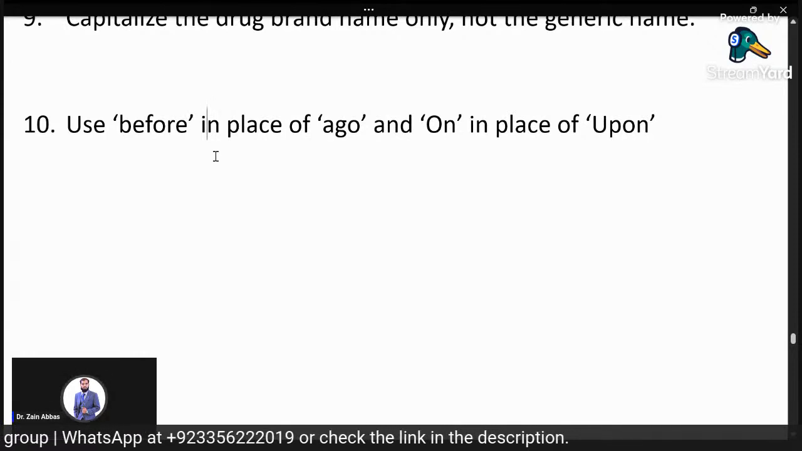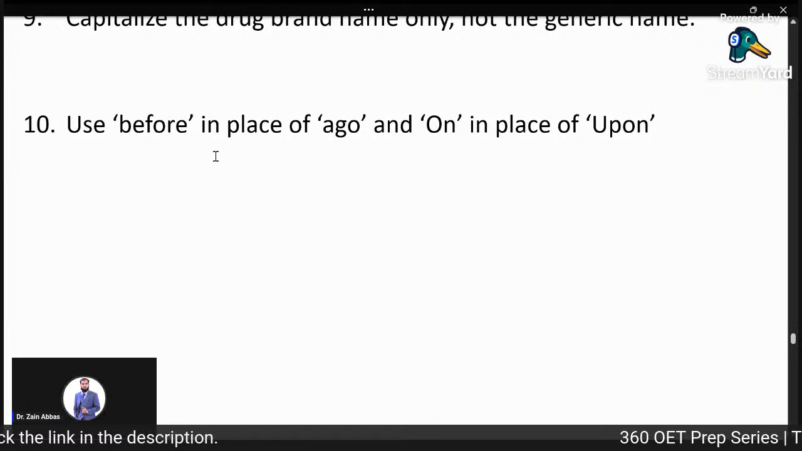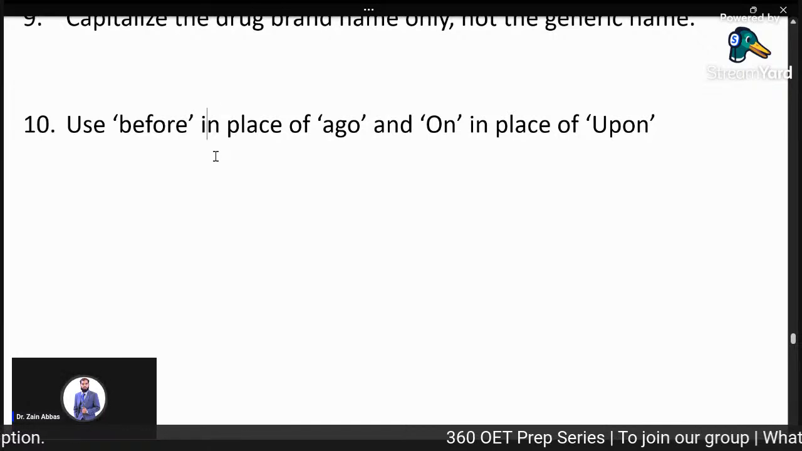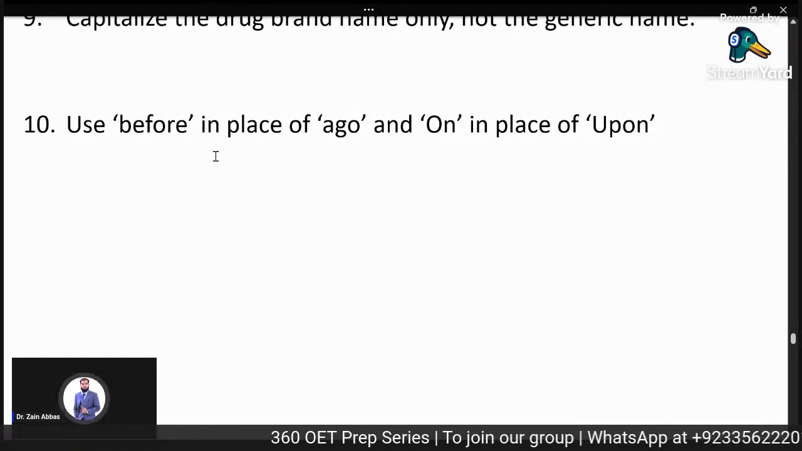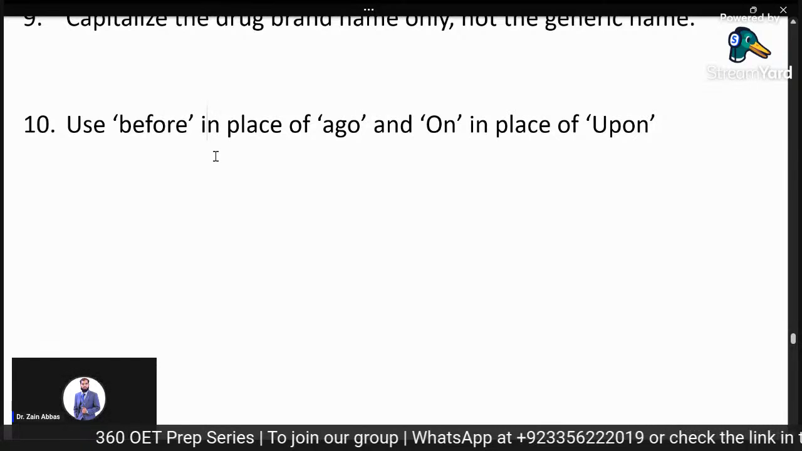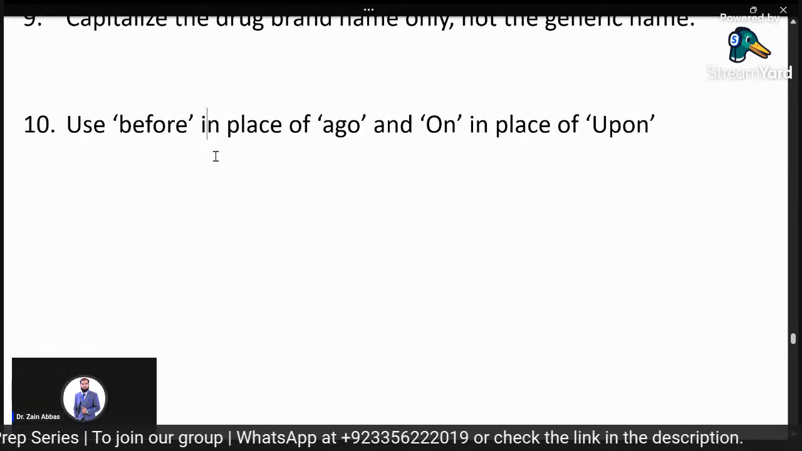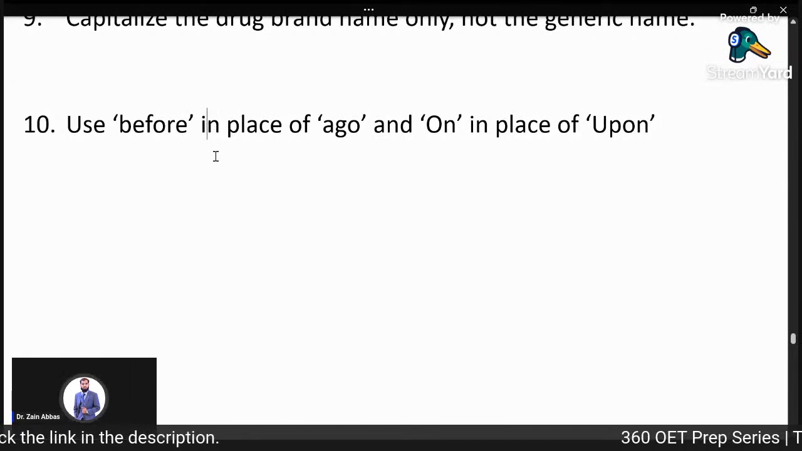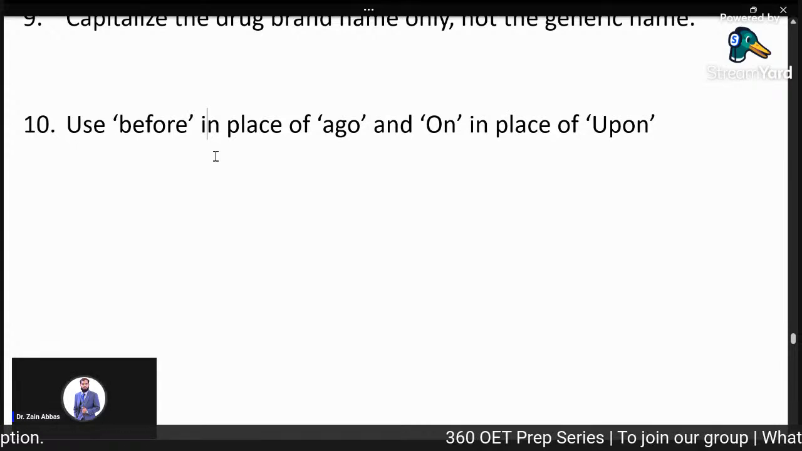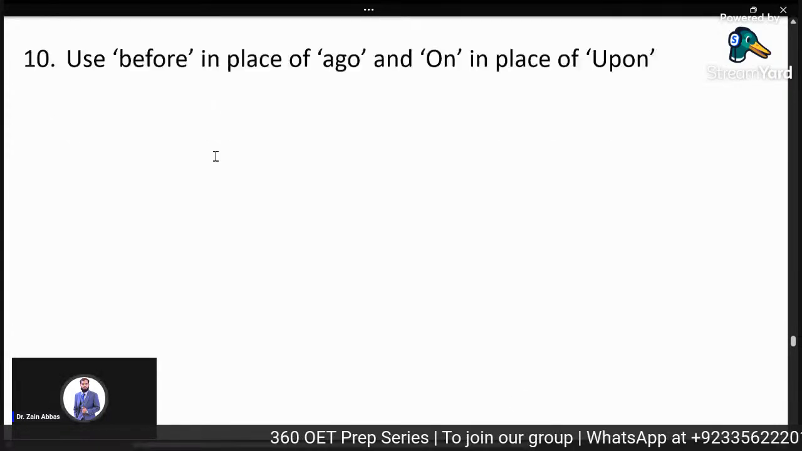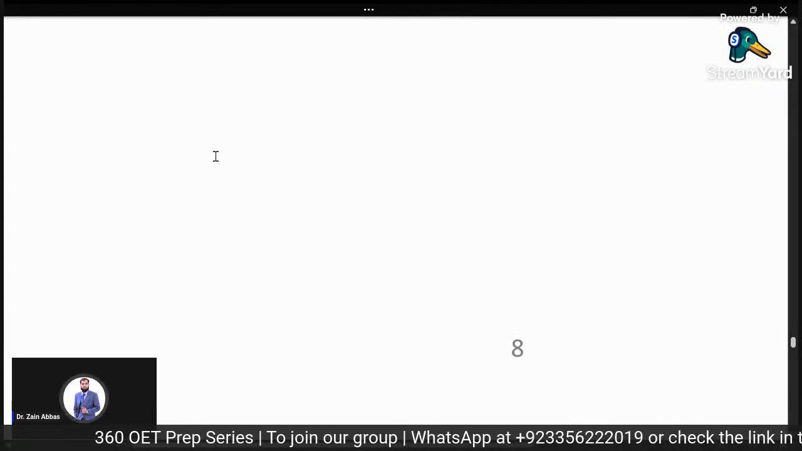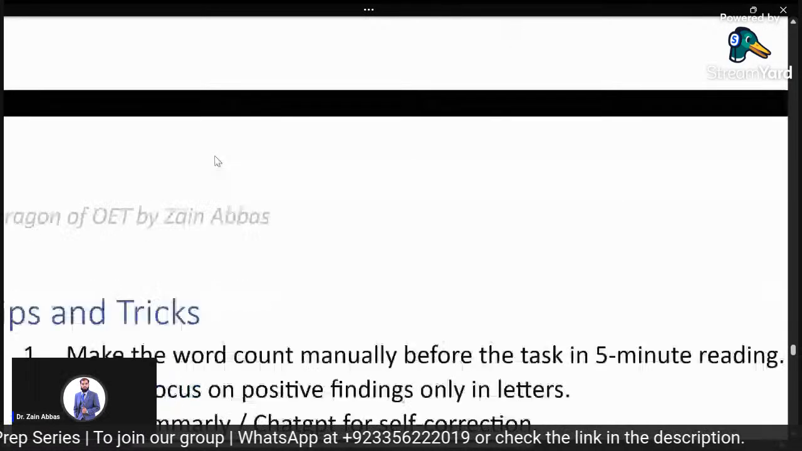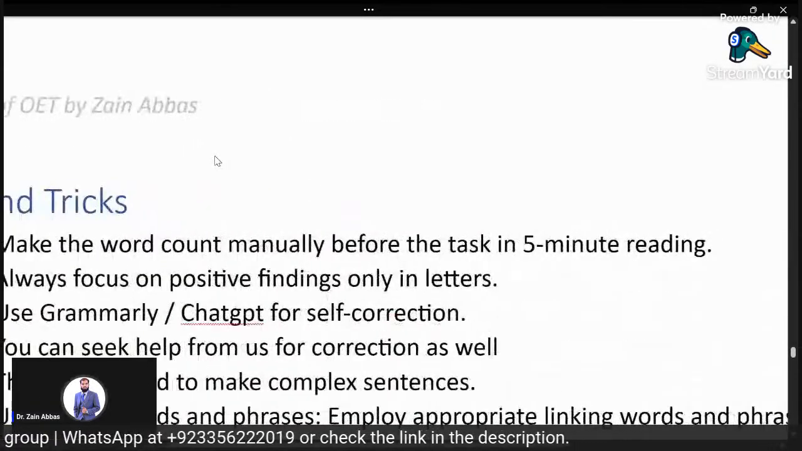3 months ago or 4 months ago, he had these symptoms 5 months ago. So this "ago" should be replaced with "before", like 3 months before, 4 months before. This is more appropriate. Similarly, we are using the phrases "upon examination", "upon investigation". This should be replaced with "on investigation", "on examination", which is more appropriate. So I hope I'm making it very clear that these mistakes are very important, and you should avoid them in your official test.